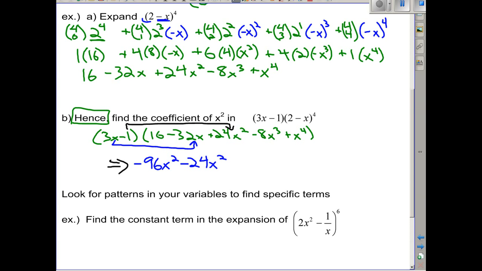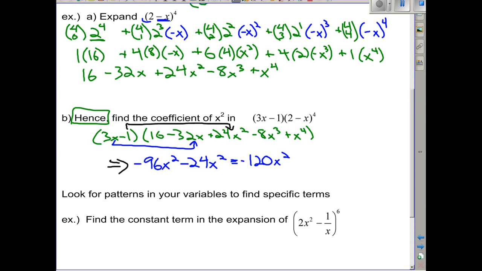I don't have to do the whole expansion to figure out what the coefficient of x squared is going to be. I could, but it would be a waste of time. And as you know, time's at a premium in these exams. Gives us negative 120 x squared.